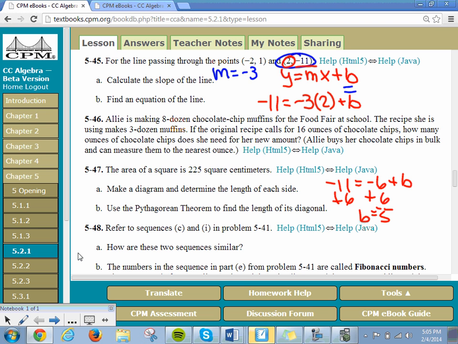So then we can take it and plug it back into our equation. So what we're looking for in b, where it says to find the equation, we're looking for y is equal to -3x minus 5.